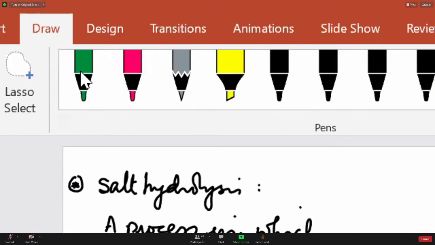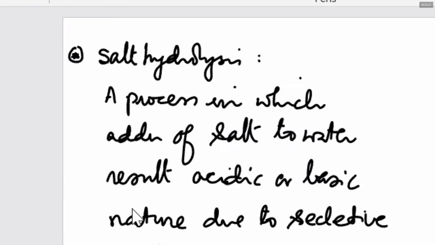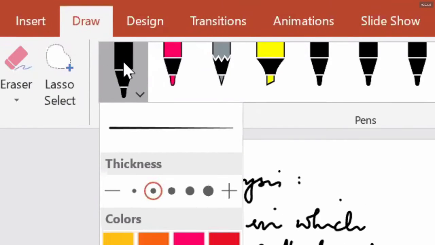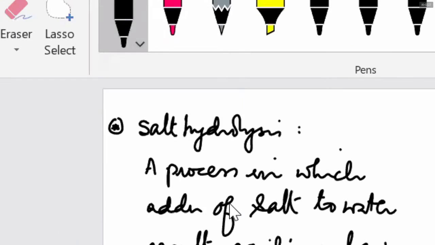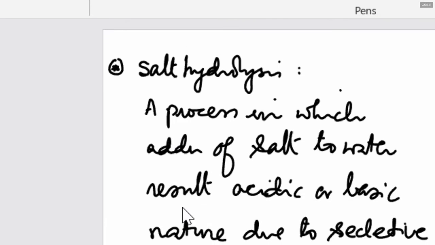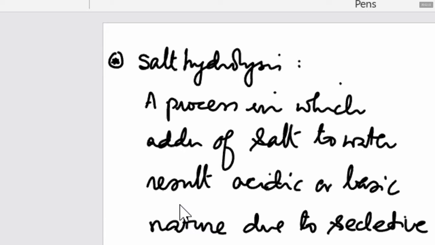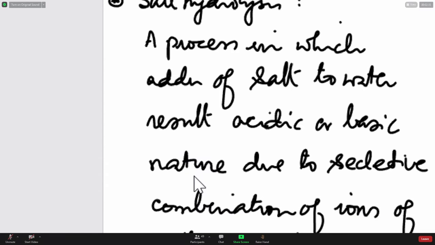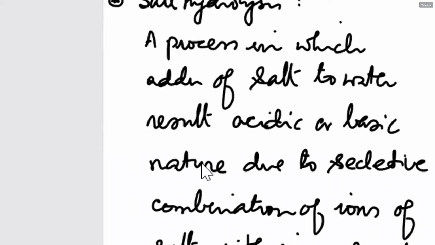In the previous class, we were discussing salt hydrolysis. We have said that salt hydrolysis is a process in which, when you add salt into water, the resulting solution exhibits acidic, basic or neutral properties. This is known as salt hydrolysis. People say something like this, but it is not that way.